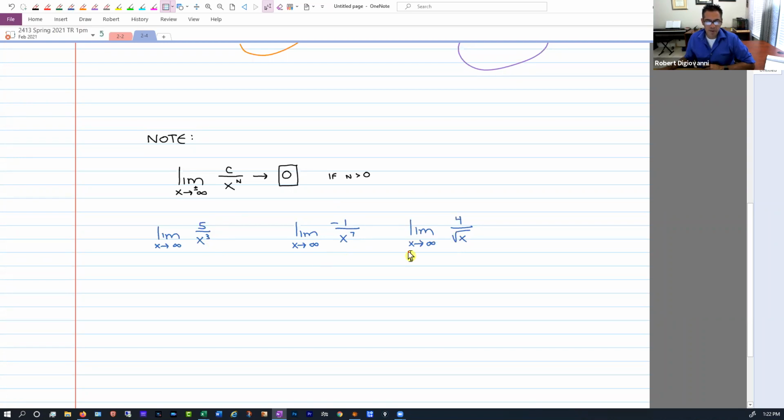Okay, all three of these are examples of this right here. We have a number on top, a constant on top. We have x going to infinity, well, here I just did infinity. I could have used negative infinity. And then do you see that every one of the denominators is just x to some power n?